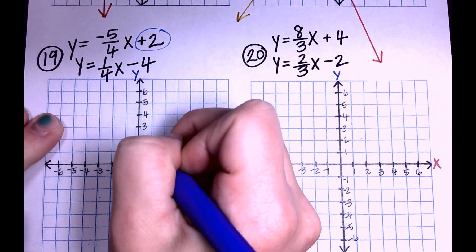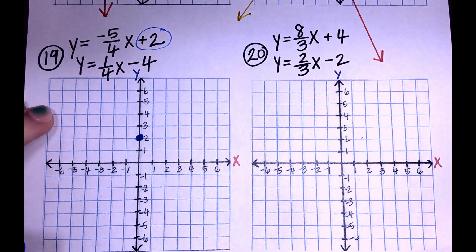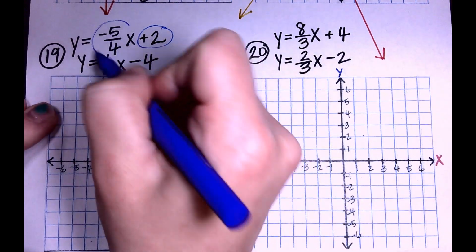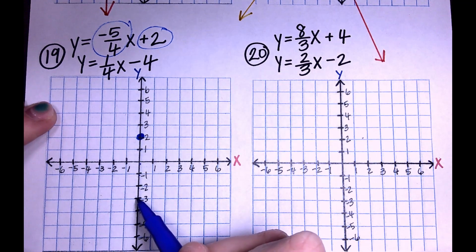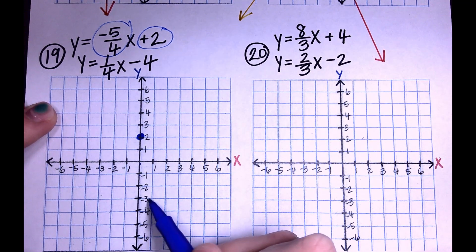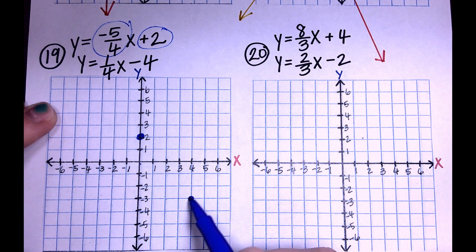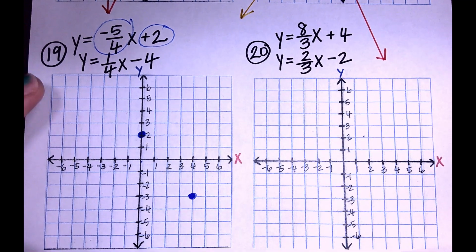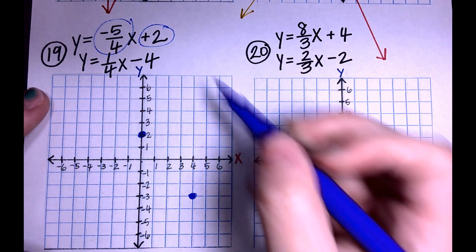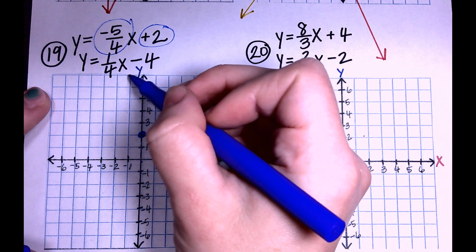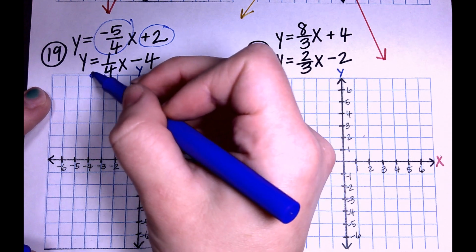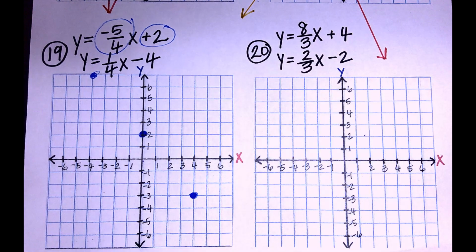Positive 2. And from there, where do I go? Yep, down 5. 1, 2, 3, 4, 5. And then what? Over 4. 1, 2, 3, 4. There it is. Okay, so I went down 5 over 4. Just going to give myself another point, just for fun. I'll connect my dots.